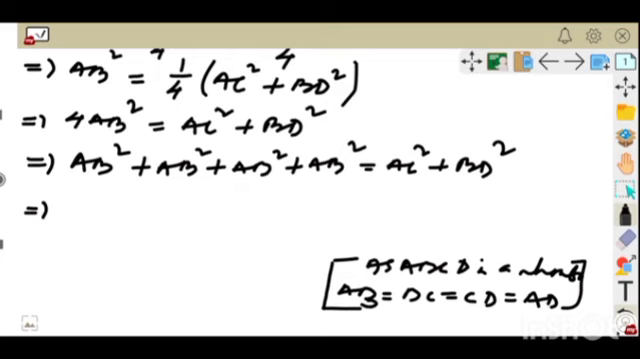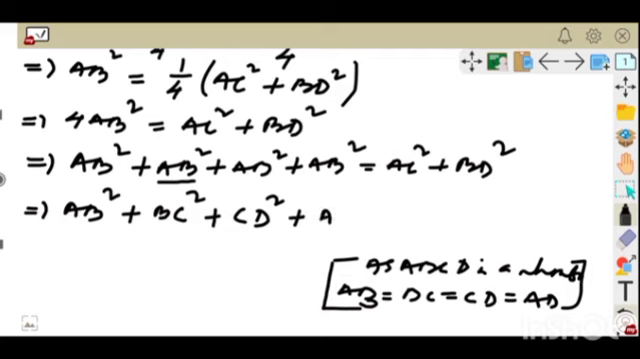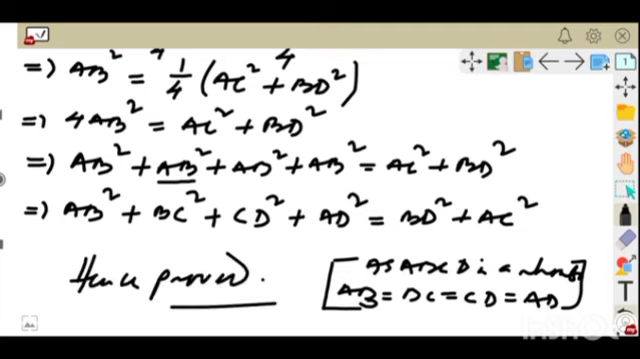Now, AB square plus, in place of this AB square, let me write BC square, because AB, BC are all equal, plus in place of AB let me write CD square, plus in place of this AB again let me write AD square, equal to AC square plus BD square. Now let me write it like this, BD square plus AC square, exactly like the one to prove. Now we have completed the solution. So let me write here, hence proved. This is what we have to prove.